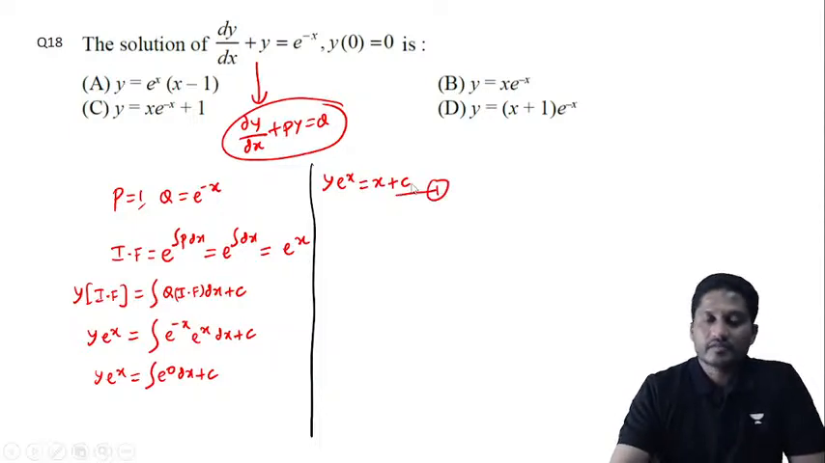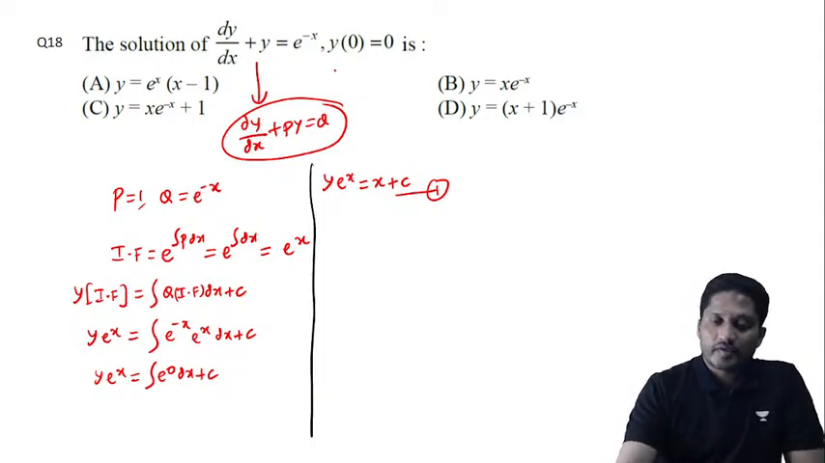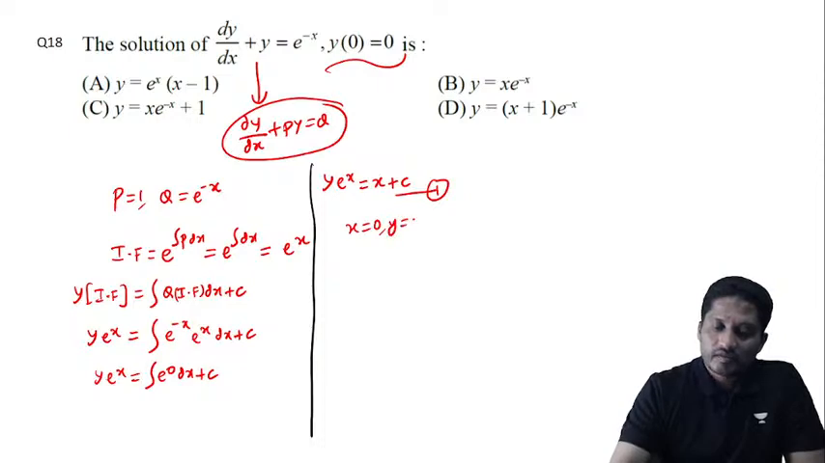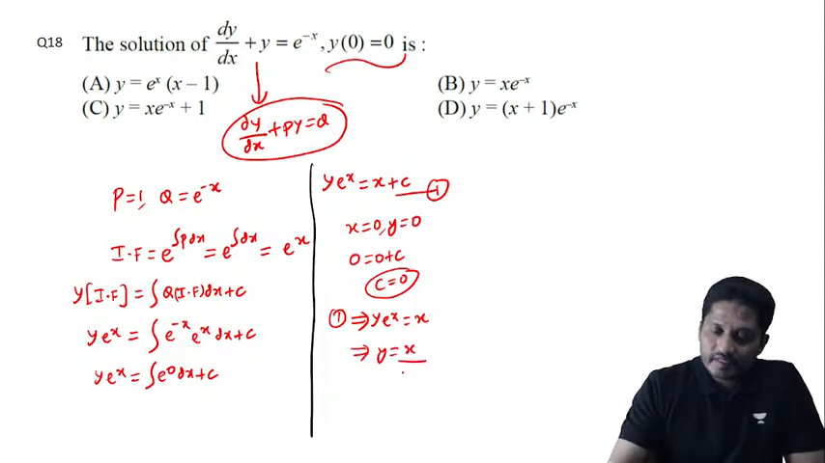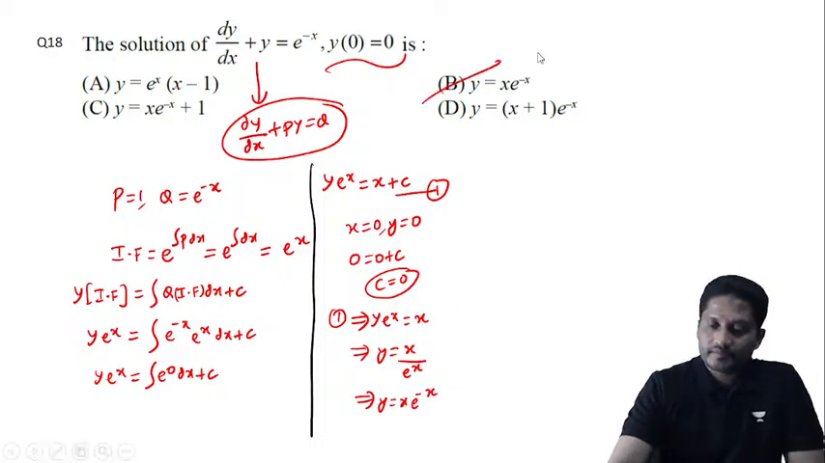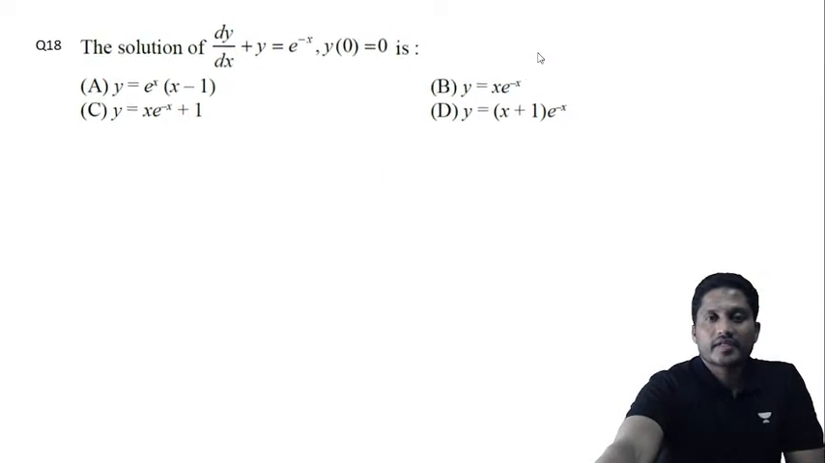Call it equation 1. Now boundary values: y of 0 is 0, right? That is, when x is 0, y is 0. If I substitute here, c should be 0. If I substitute back in equation 1, you get y into e power x is equal to x. Now y is equal to x divided by e power x, right? Therefore y is equal to x into e to the power of minus x. Answer is option B. Right, let's move to the next question.